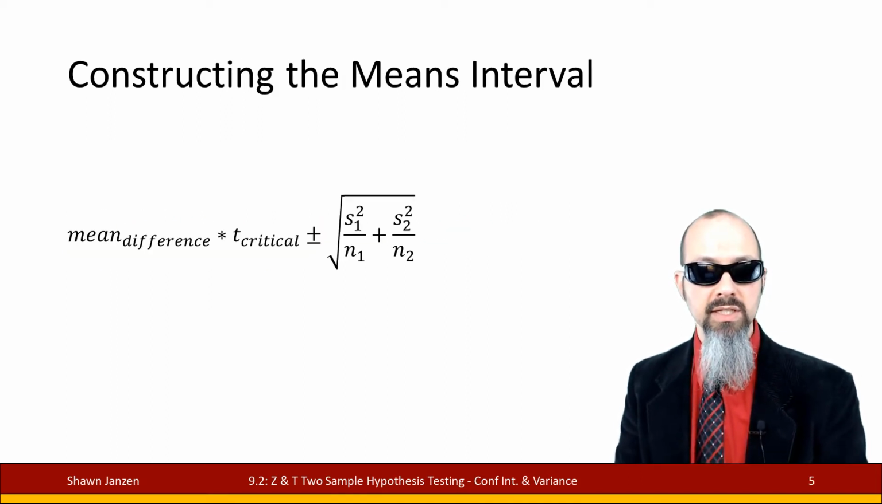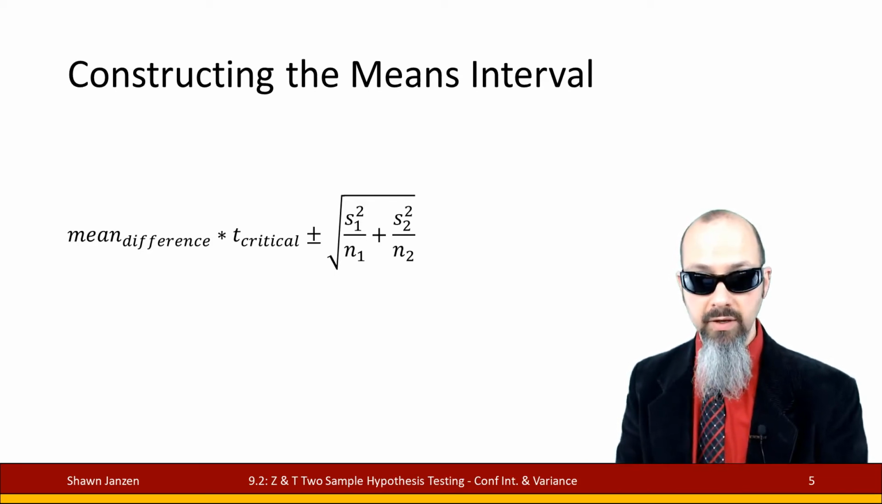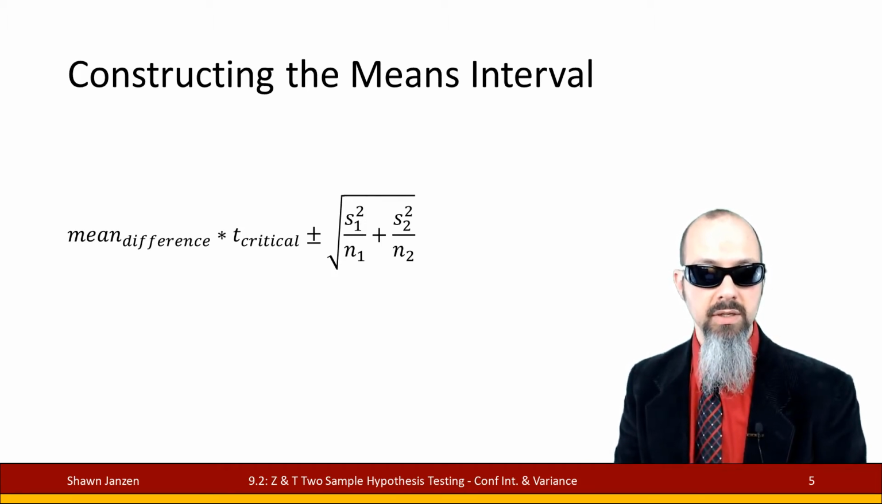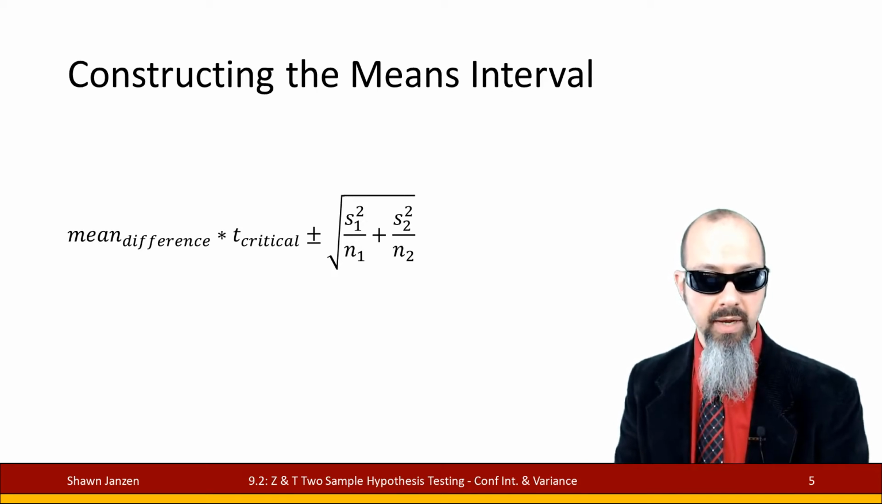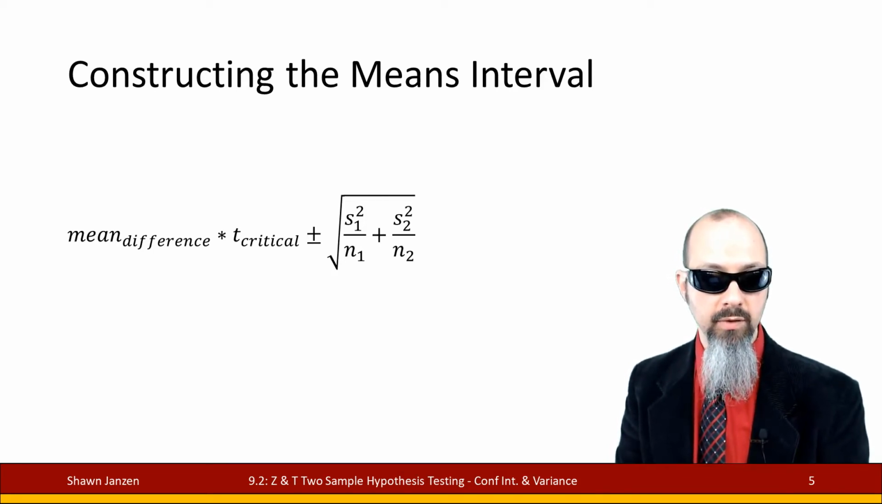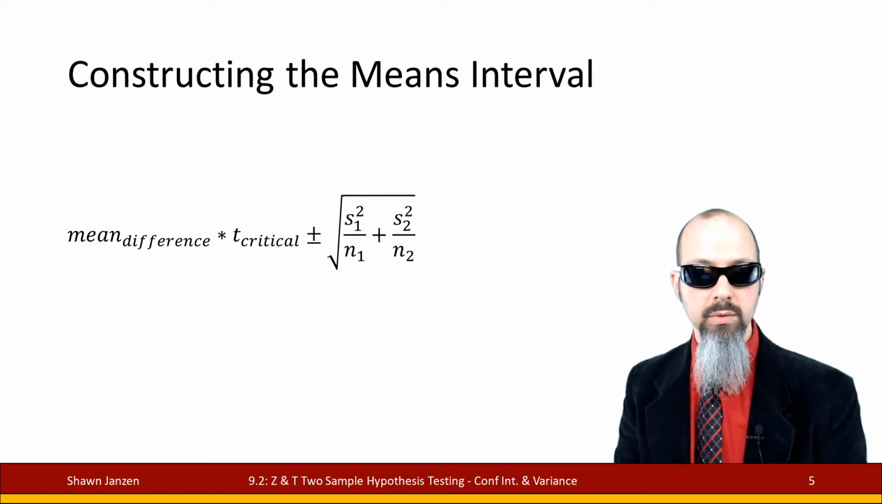When we're constructing this means interval, it is similar to the confidence intervals of previous areas, and we're having some mean difference. This is group 1 minus group 2, so the difference in means, plus or minus the t critical value multiplied by the standard error, which is the square root of the variance of group 1 divided by the n of group 1, plus the variance of group 2 divided by n of group 2.